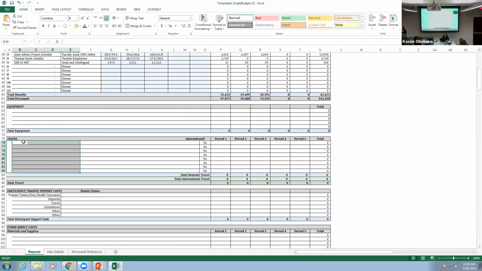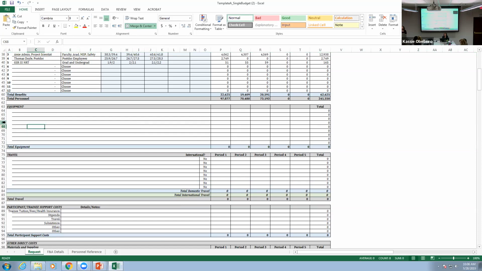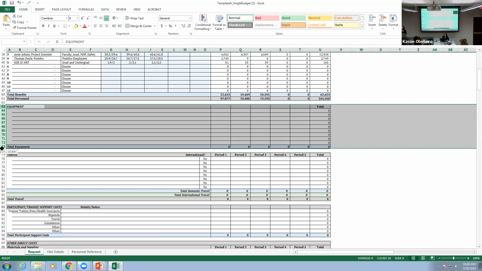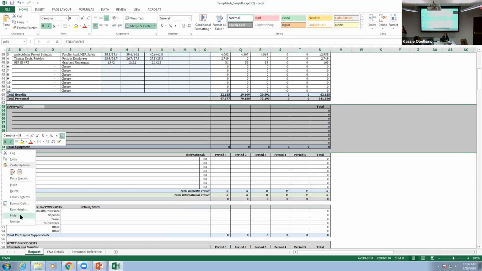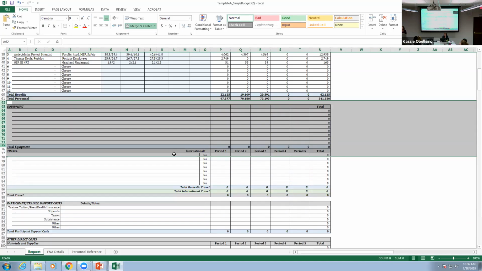We would put travel here. You can put lots of details for travel. Again, there's additional lines here. Maybe you're buying a lot of equipment, right? You can unhide. Let's say you have no equipment whatsoever and you just don't want to look at that. You can highlight this and hide that section. You can tell when things are hidden by, there's a gap. See how it goes 62 to 75? So you know there's things hidden there. So in order to unhide again, you would highlight before and after and then click unhide, right?